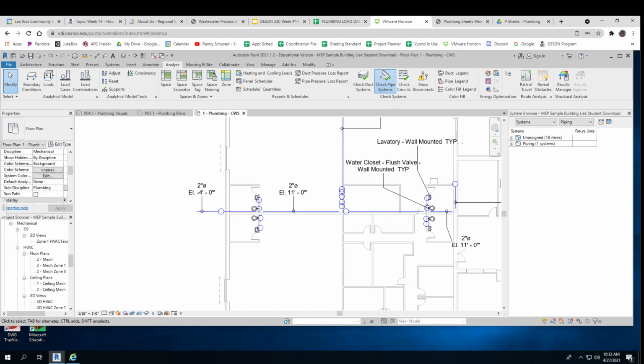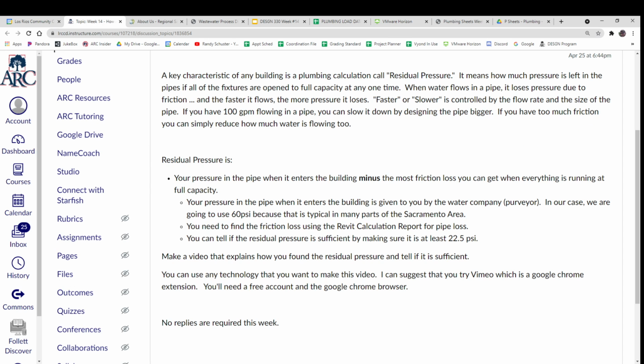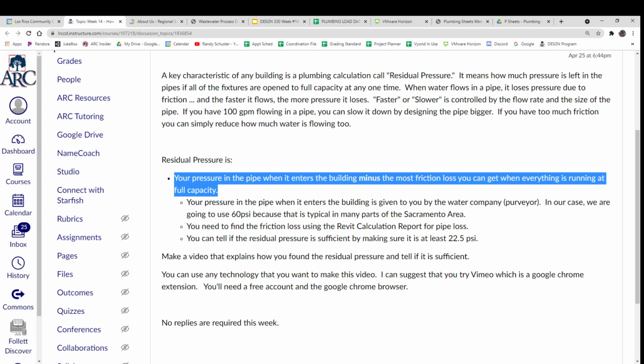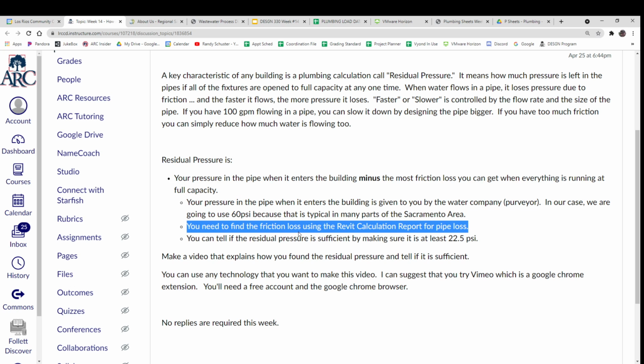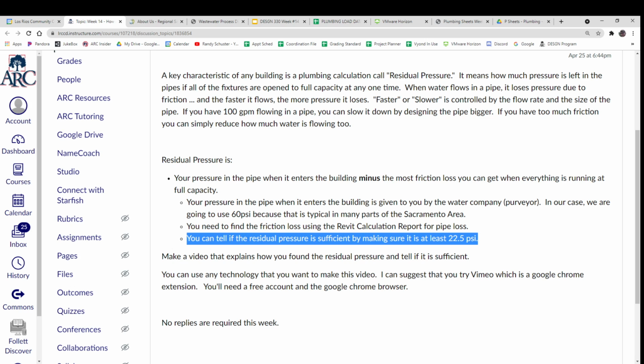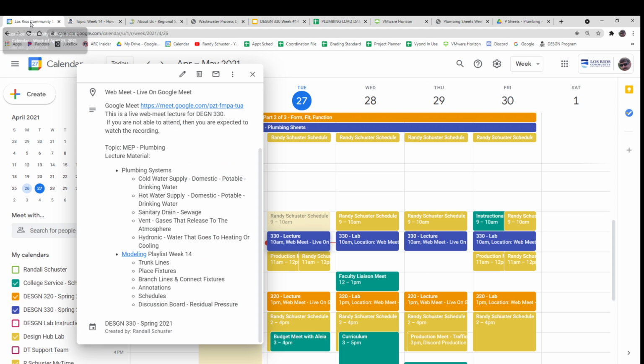Okay, so you're going to go through that and tell me how you did it. Right? You're going to say I got 60. I found my friction loss from my Revit calculation. When I subtract it, I get something, and it is at least 22.5, or I have a problem because it's less than 22.5. Okay, so there we go. That's your lecture for this week.